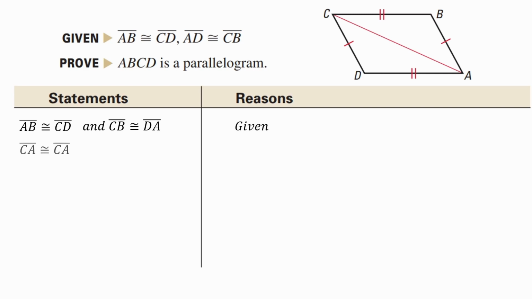Next, we see a line that is being drawn. We know that line CA is congruent to line CA. That is due to the reflexive property. I draw the 3 slashes to indicate that that's a congruent side.